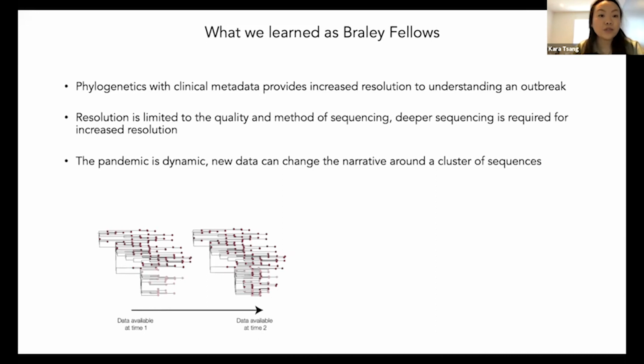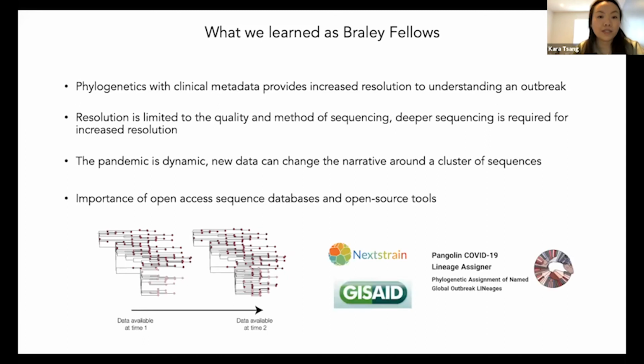And we also learned the importance of open access sequence databases as well as open source tools, as we would not have been able to do any of this work without the tools that were easily used and very informative online.